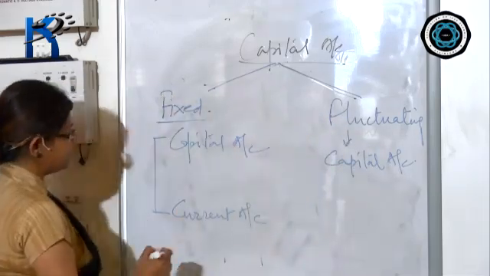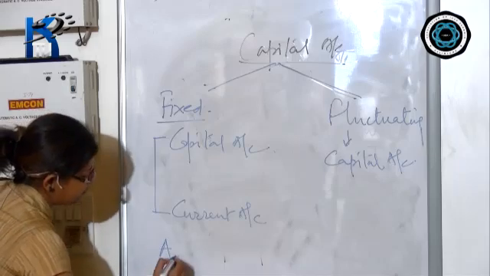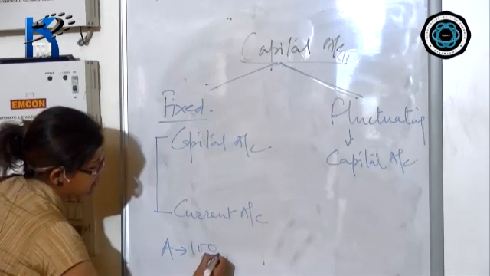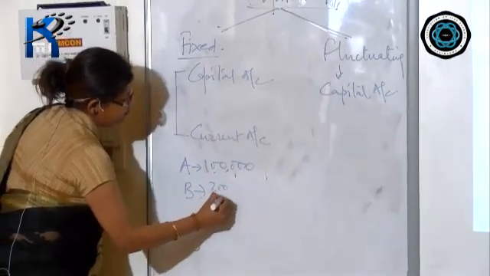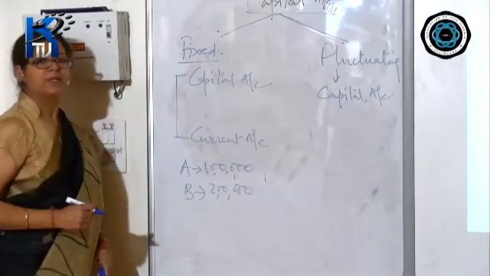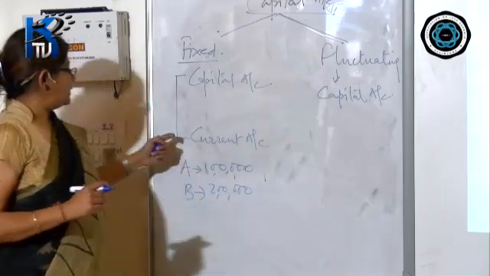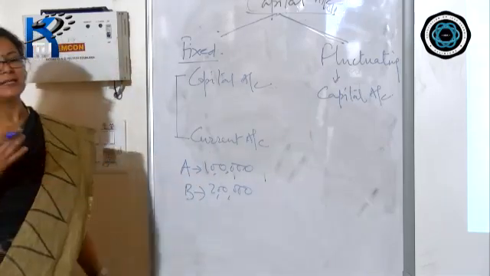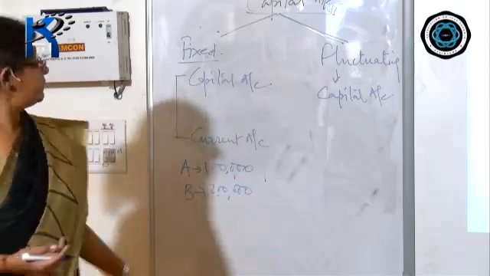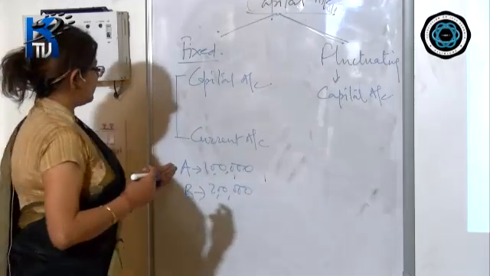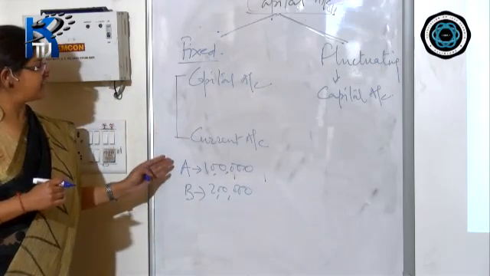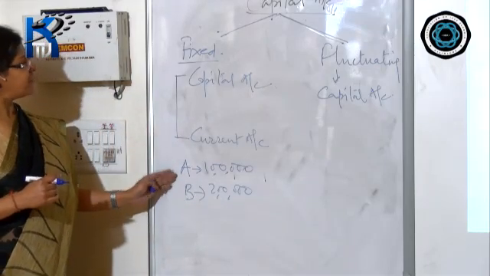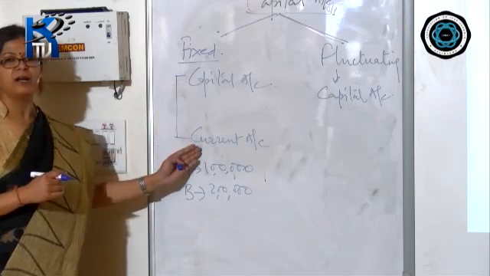Now, let's take a simple example. A has invested 1 lakh rupees in the business and B has invested 2 lakh rupees in the business. Now, these are the opening capitals because these are the investments done by A and B. So, on the opening capital, they will be getting interest. But where will this interest go? Will this interest go in the capital account or current account?